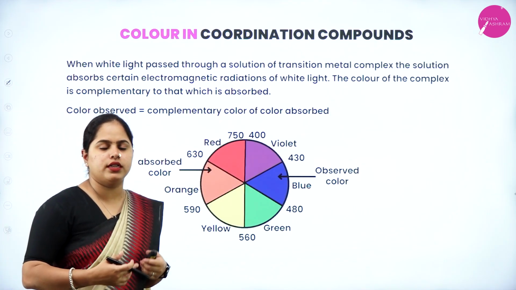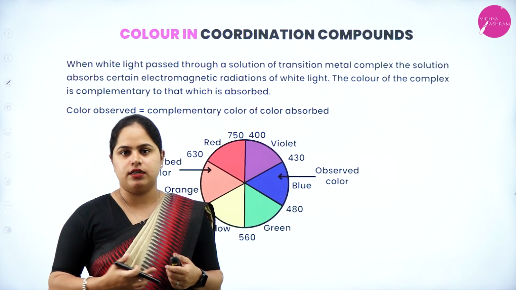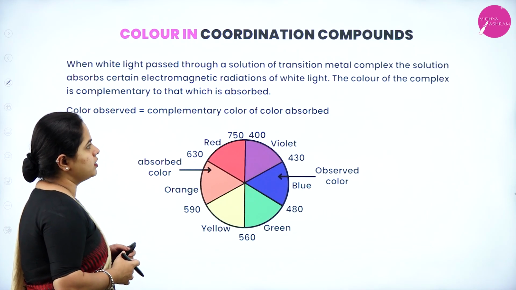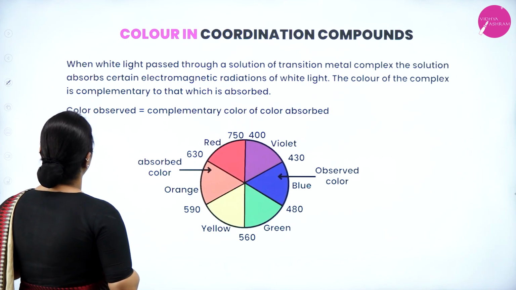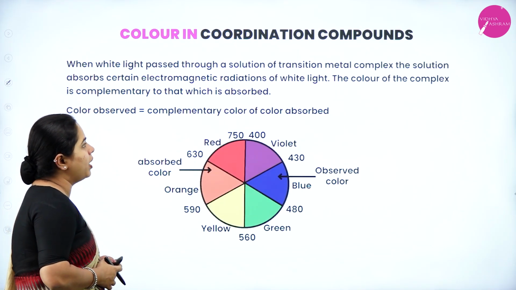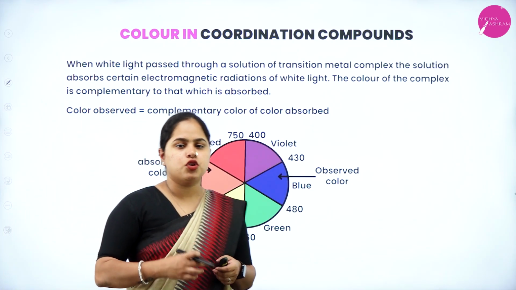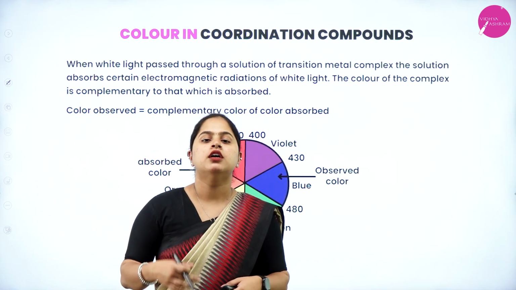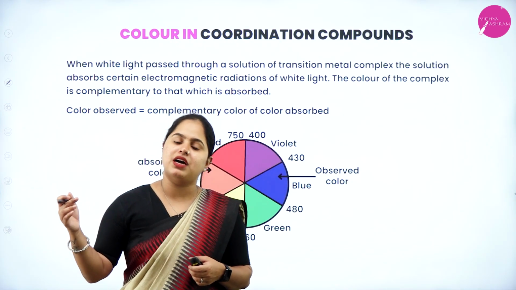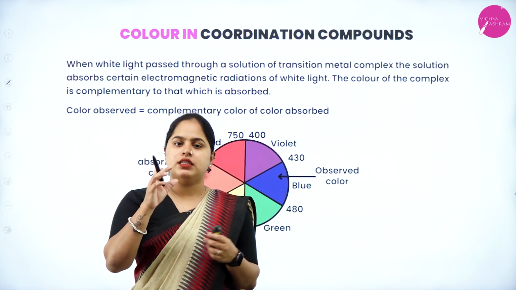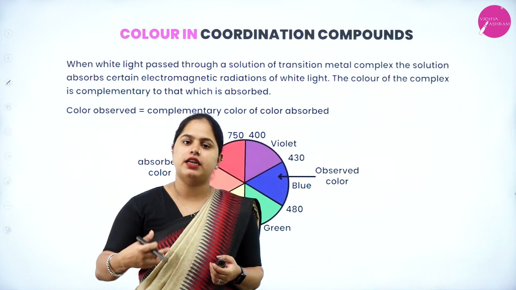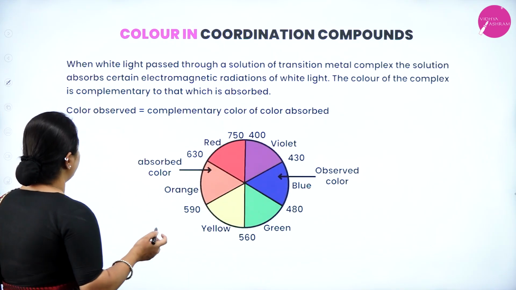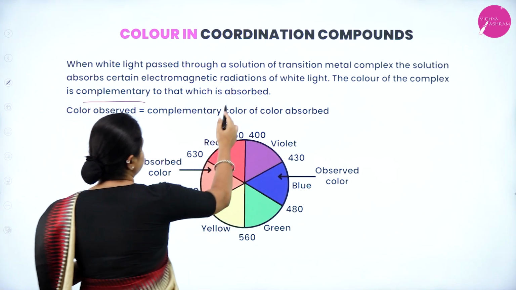So why do coordination compounds show colors? Okay, so let's see. When white light is passed through a solution of a transition metal complex, the solution absorbs certain electromagnetic radiations of white light. Till now we have studied coordination compounds, right? So through a coordination compound, if you are passing white light, certain parts of these electromagnetic radiations will be absorbed by the coordination compound. The color of the complex is complementary to the color which is absorbed.